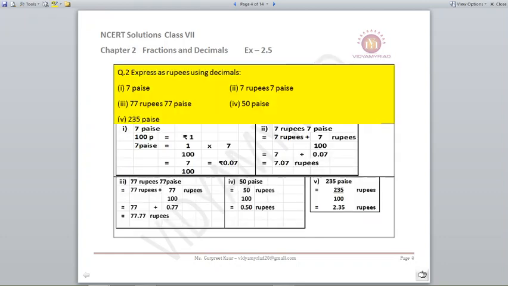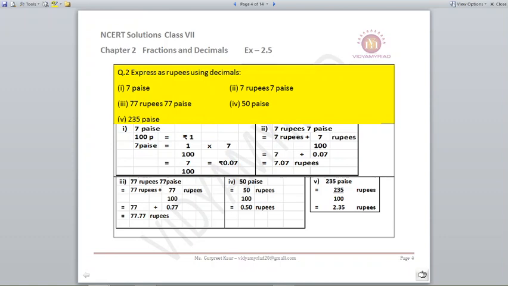Question number 2, express as rupees using decimals. Now here you should know that 1 rupee is equal to 100 paise. Now in the first part you are given 7 paise. So we will write it as 100 paise will make 1 rupee. So 7 paise will make how many rupees? 1 upon 100 multiplied by 7, which is equal to 7 upon 100, or we can write it as 0.07 rupees. So whenever you are converting paise into rupees, you will divide it by 100.